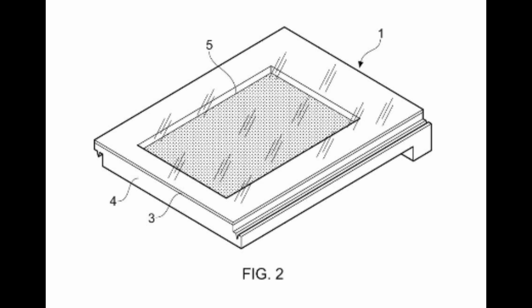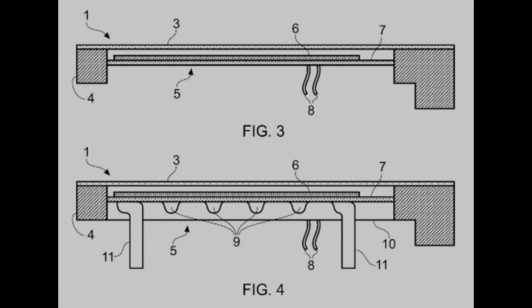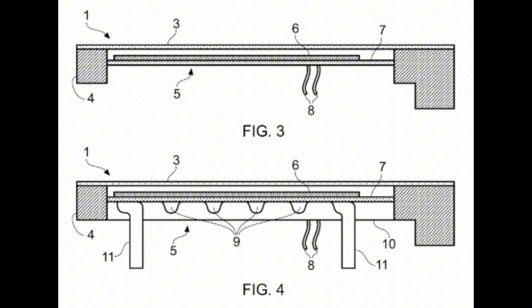The photovoltaic module 6 is mounted on the metal plate 7. The photovoltaic module 6 and the metal plate 7 are arranged between the fluid-tight passageway 9 and the transparent cover 3 in such a way that heat can be transferred from the metal plate 7 to the fluid.